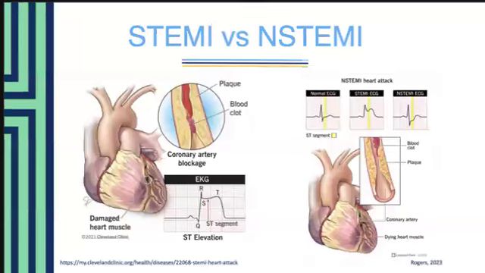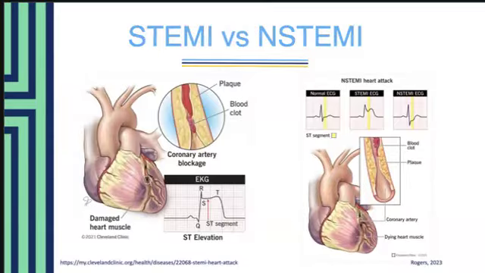So the key differences between non-STEMI and STEMI lie within the extent of the myocardial injury and the pattern of the coronary artery occlusion. When we think of STEMI, it's caused by a complete occlusion of a coronary artery due to a ruptured atherosclerotic plaque and thrombosis formation. This leads to a transmural, or full thickness, myocardial infarction extending from the endocardium to the epicardium, or through the entire thickness of the heart muscle. So the ECG shows ST segment elevation, indicating significant myocardial injury.